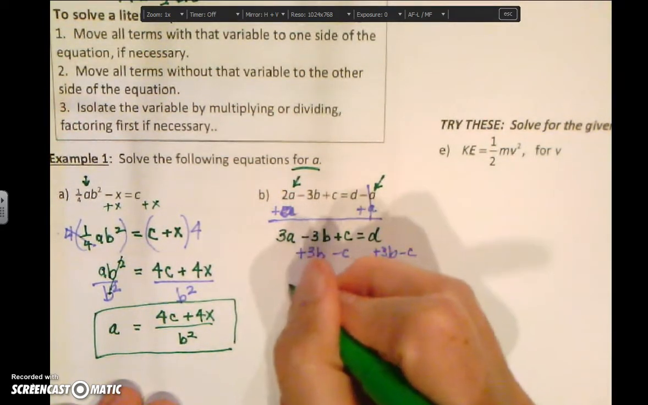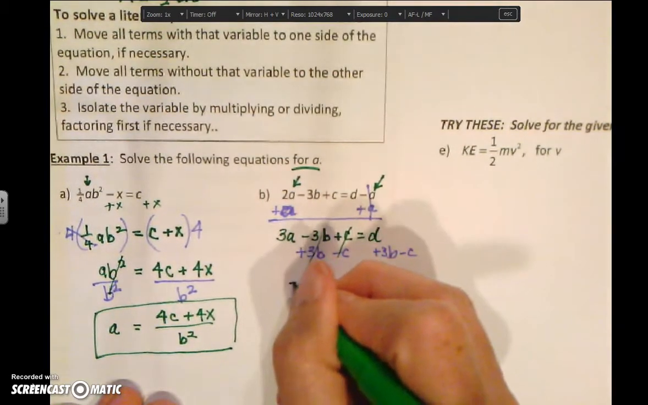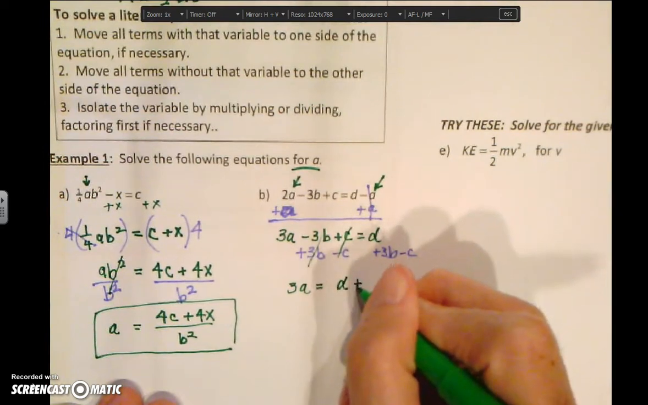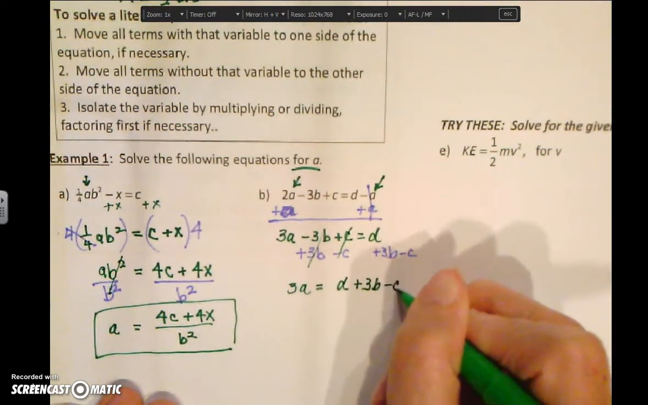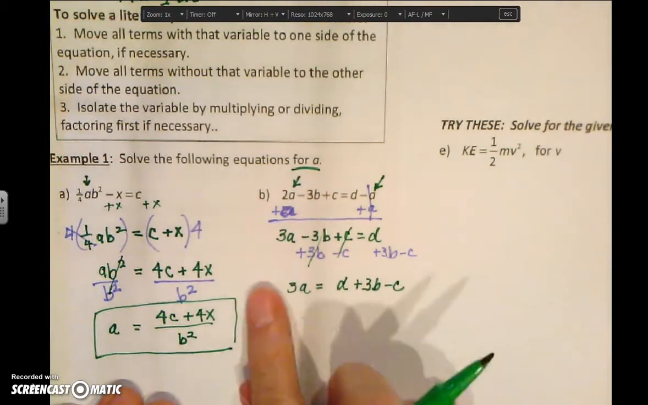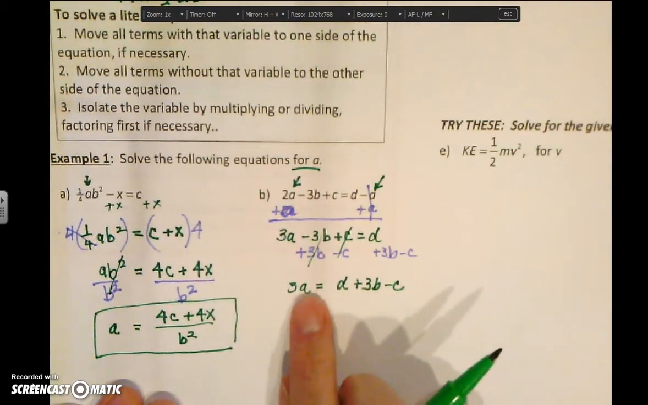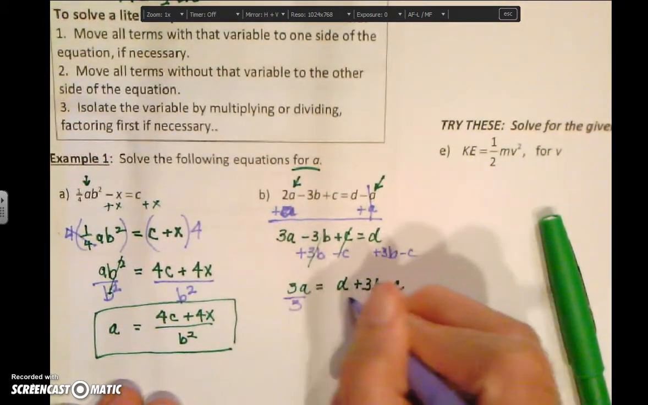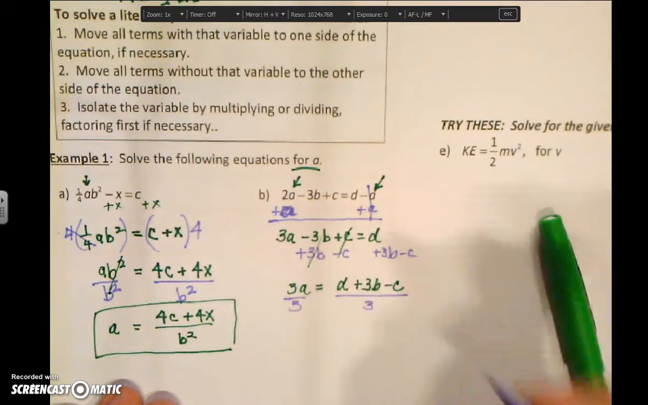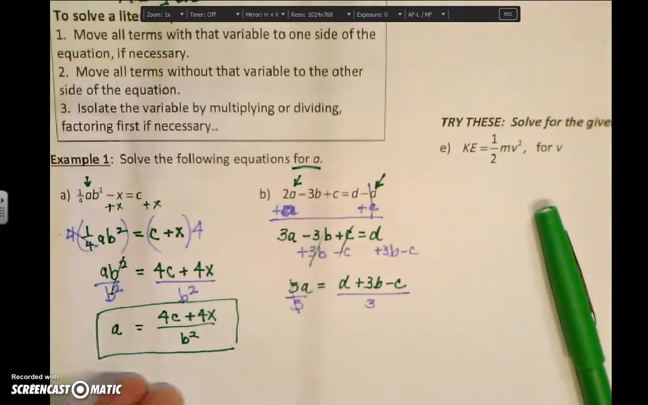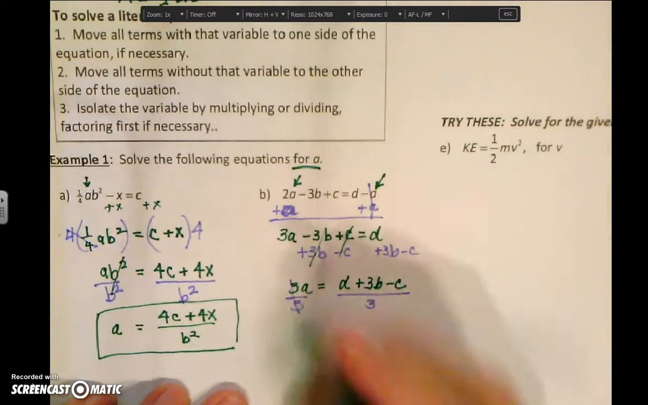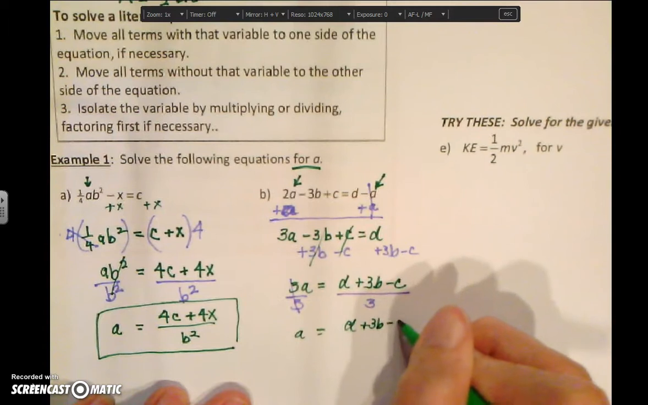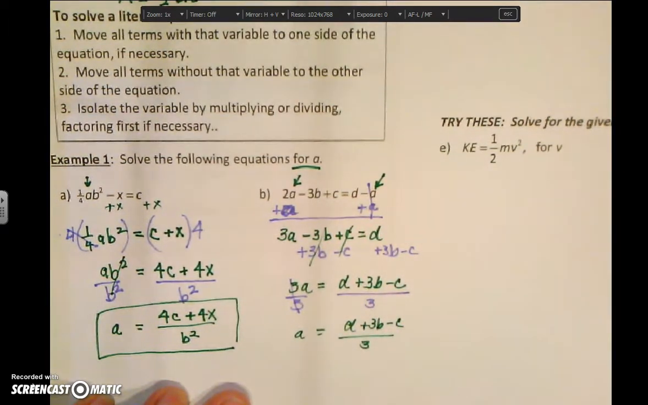So I'm going to be left with then, these are going to be gone, 3A is equal to D plus 3B minus C. All right, so one last thing to do. The A still has a coefficient, and the last thing I'm going to have to do is divide both sides by that 3 to eliminate it from the A side. So I get A is equal to D plus 3B minus C all over 3.